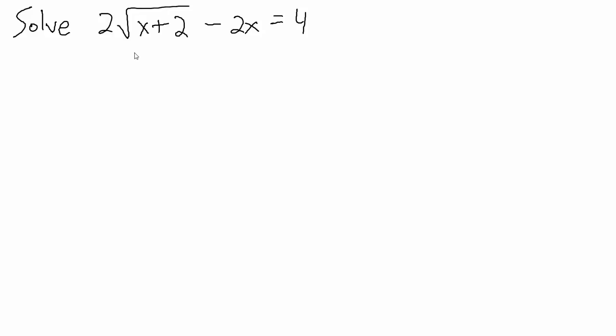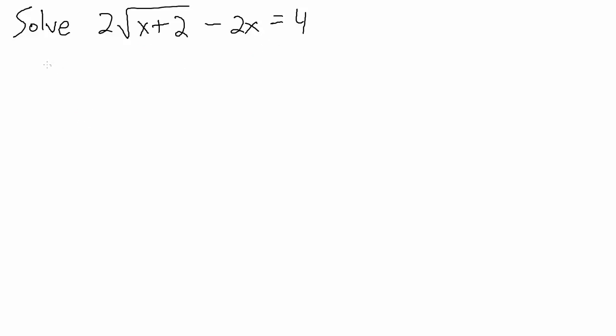Here's another example of solving a radical equation. So this time we have 2 times the square root of x plus 2 minus 2x equals 4. So the very first thing that we do, like always when we solve radical equations, is get the radical by itself on one side, put everything else on the other side. So the very first thing we want to do then is add 2x to both sides.